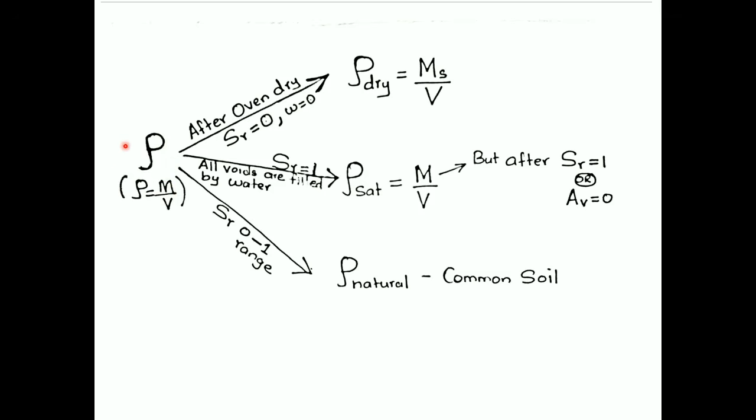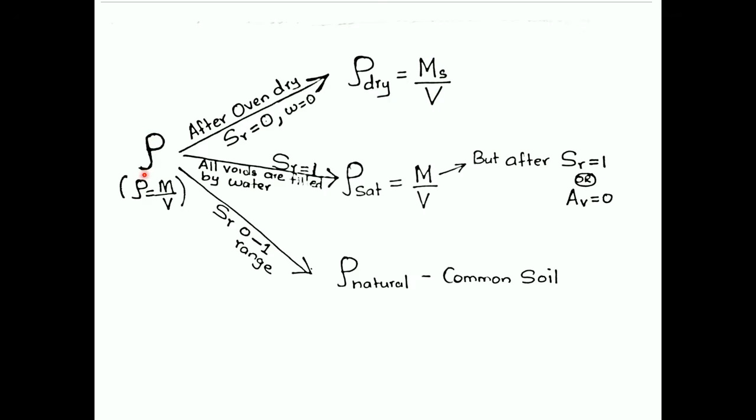Bulk density is equal to total mass over total volume. After oven drying, SR is equal to 0, check the previous slides. Water content is also 0. Then that is called dry density. This is a special type of bulk density. Dry density is equal to MS over V.